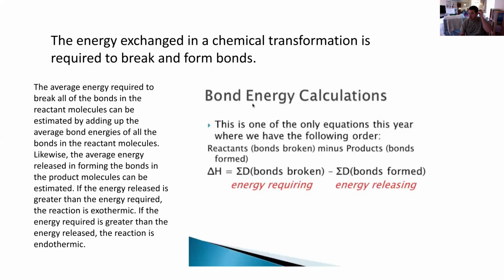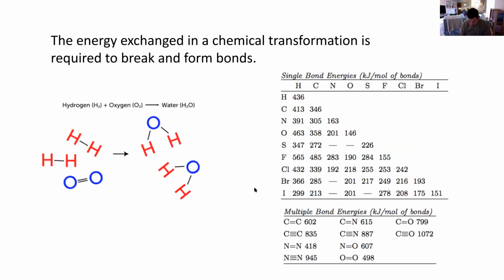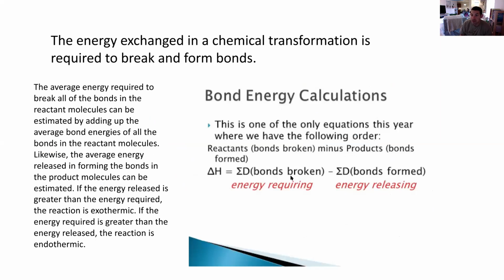All right, so here's how we do the bond energy calculations. The delta H is always the sum of all of the bonds broken minus all of the bonds formed. So the energy required to break the bonds minus the energy released. And as a result, something important to note: the bonds broken comes from the reactants, right? This is one of the only equations this year where we have the following order. The reactants have the bonds broken minus the products. So for these bond questions, it's reactant minus product. It'll always be the opposite for every other form we look at.